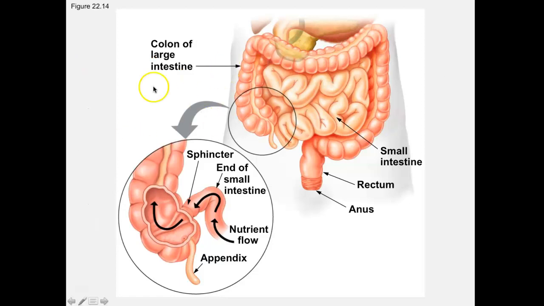Okay, so when we take a look at the small intestines, it's impossible to see from the outside where the duodenum ends and where the jejunum begins or where the ileum begins, but you can see that it's a very, very long, very coiled organ. It's called small because the diameter is small. It's actually much longer than your large intestine.